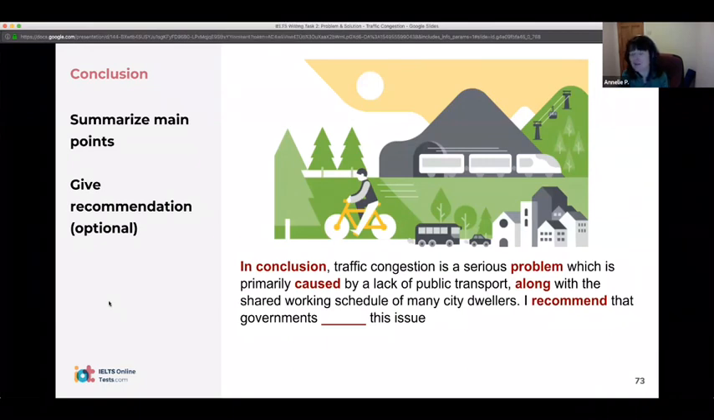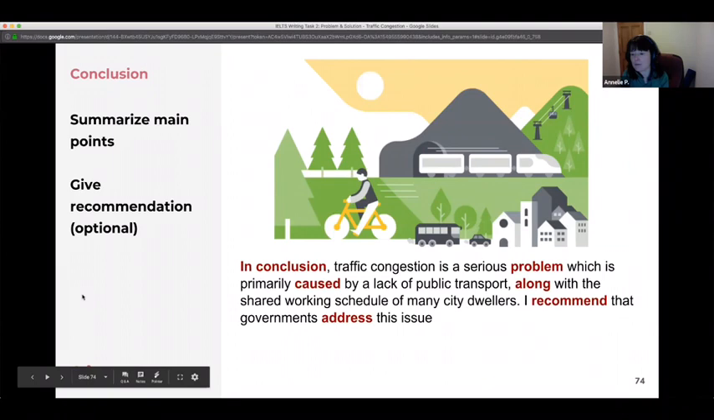"Address this issue," Pamela. "Tackle this issue." Very good, Shaz and Frempoma. "Resolve this issue." Very good. "Deal with this issue." Lots of very nice options. "Solve this issue," Johan. Okay. So we used "address." Okay. So that's your opinion.